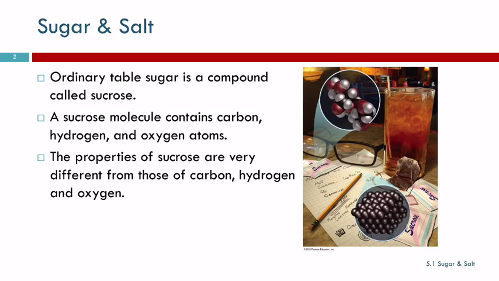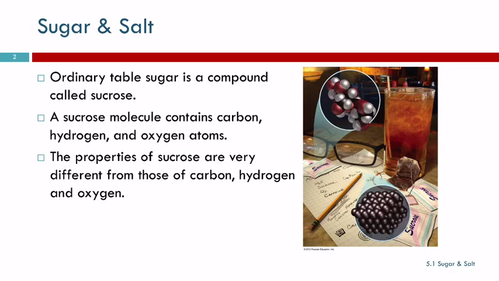Ordinary table sugar is a compound called sucrose. And here is an illustration of a sucrose molecule. It has carbon, hydrogen, and oxygen atoms in it. But the properties of sucrose are very different from the properties of the carbon, the hydrogen, and the oxygen themselves.